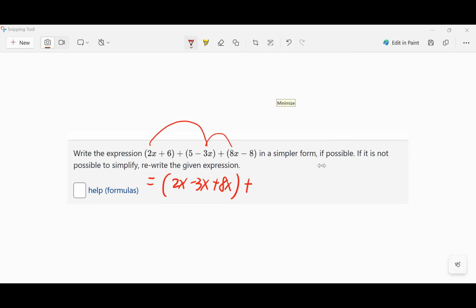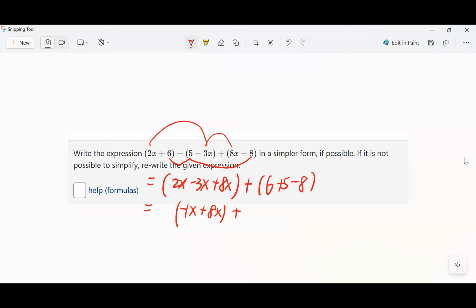Okay, very good. And then the remaining numbers, right? You're gonna put it together, 6, 5, and right. You're gonna put in another parentheses. Plus 5 minus 8. Now we start combine like terms. So 2 minus 3 is negative 1x plus 8x. Right?